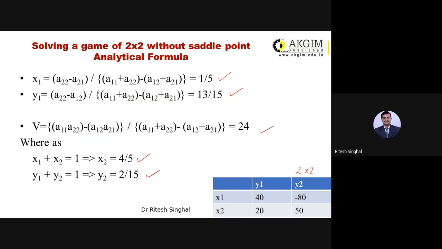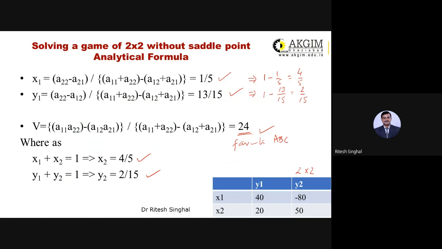Okay, so x1 is 1 by 5, and similarly x2 would be 1 minus 1 by 5, that is 4 by 5. Similarly, 13 by 15 is y1, and we can find y2 using 1 minus 13 by 15, that is 2 by 15. And the value of the game is 24. And you know it favors player ABC.